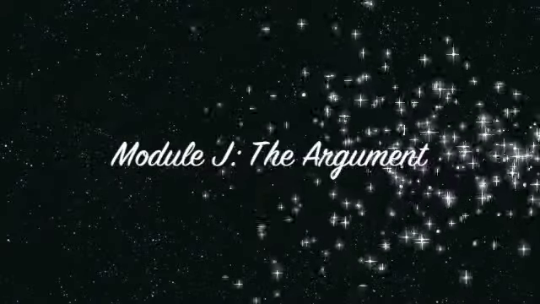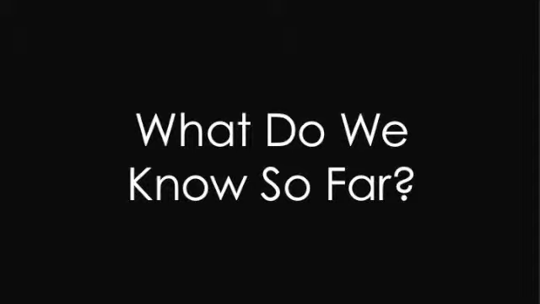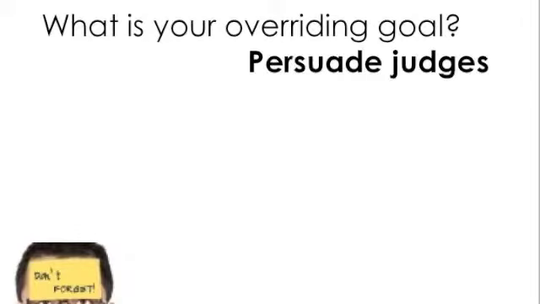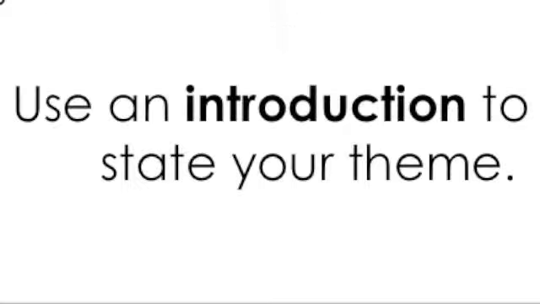Module J, the argument. Let's take a quick look at a few things we've talked about so far when it comes to creating and writing your arguments. First and foremost, you need to remember your overriding goal, and that is to persuade judges. How can you do this? Well, include an introduction that helps state your theme.